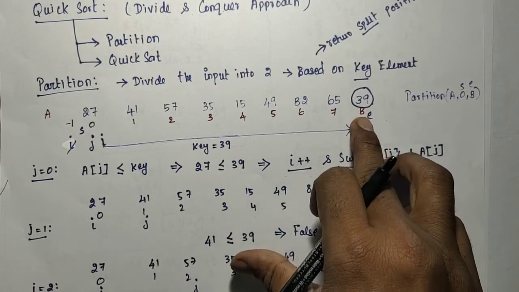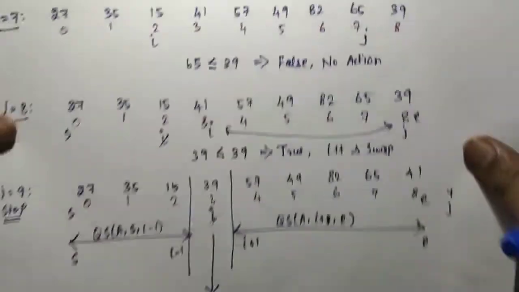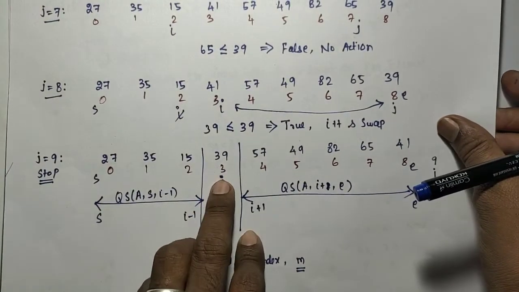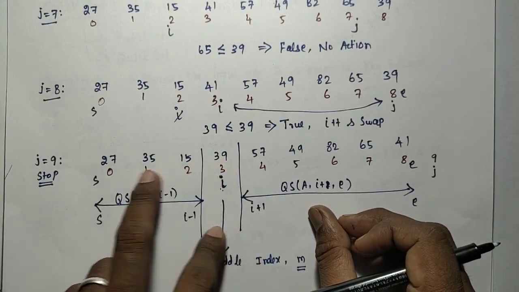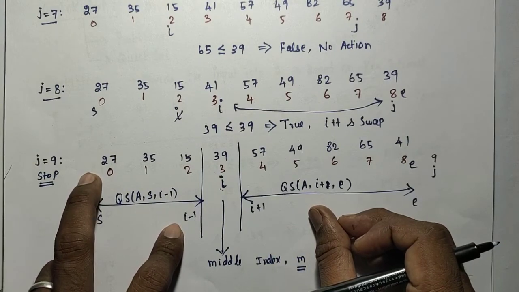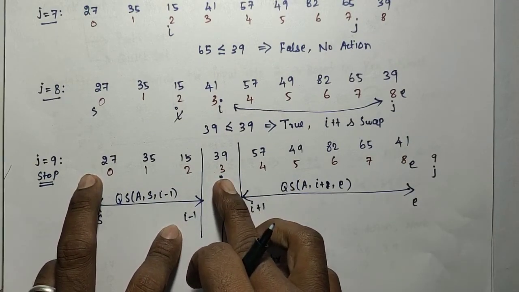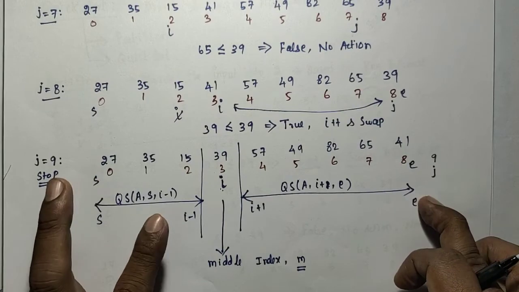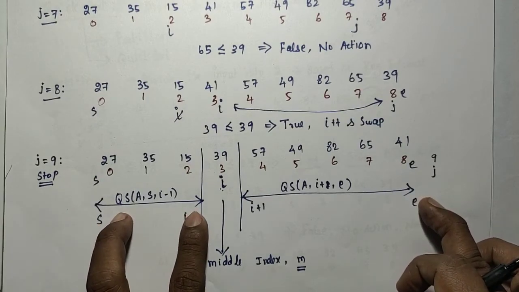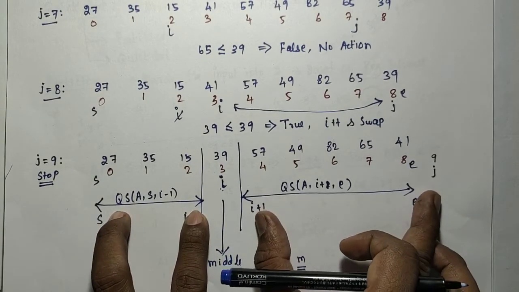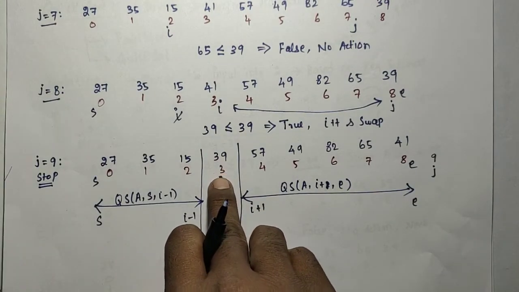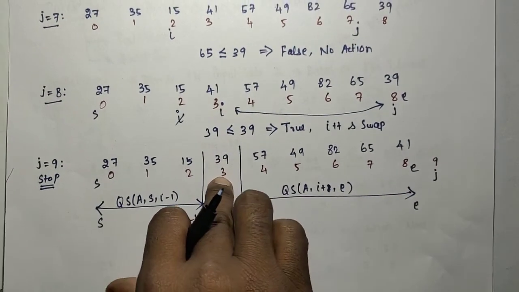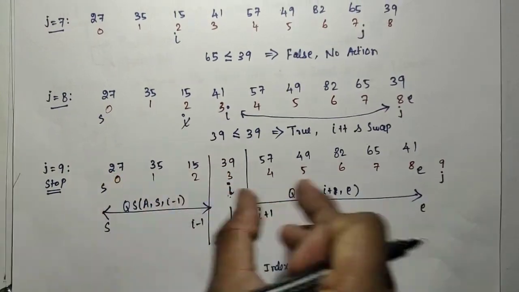At the end of that initial partition, this is the result. 39 will go to this position. The elements which are less than the 39 will be on the left side of the 39. Elements which are greater than the 39 will be on the right side. Then I need to apply the quick sort for the first and second half. Hereafter we are not going to change the third position. The alteration is going to happen only in 0 to 2 and 4 to 8.